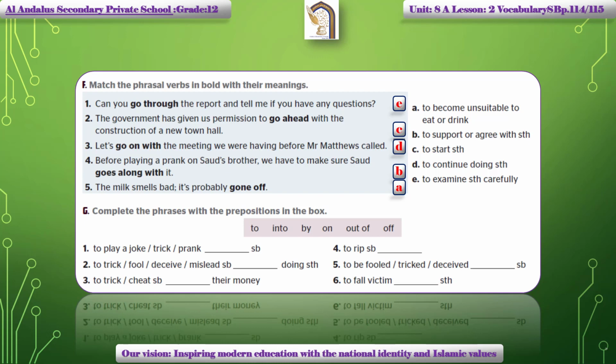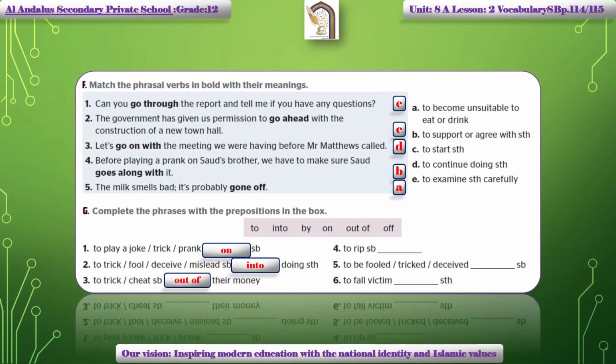And finally, this is exercise G. Complete the phrases with the prepositions in the box. Number 1. To play a joke, to trick, to prank, right, on somebody. Number 2. To trick, to fool, to deceive, to mislead somebody. That's right. Mislead somebody into doing something. Number 3. To trick, to cheat somebody out of their money.